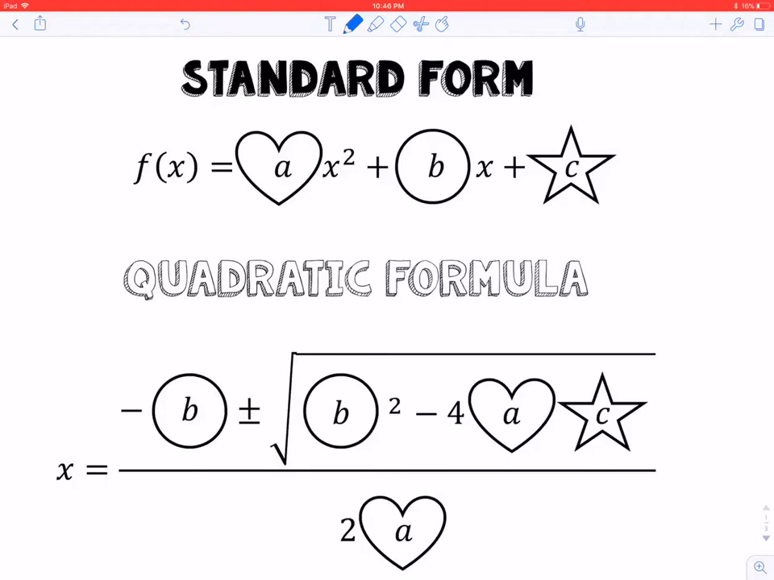Remember, we can always hear my lovely voice singing the quadratic formula to the tune of Pop Goes the Weasel, or you can YouTube that on your own.